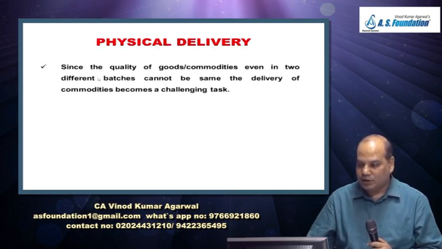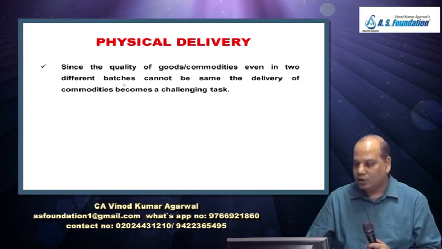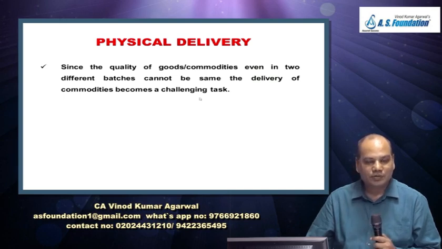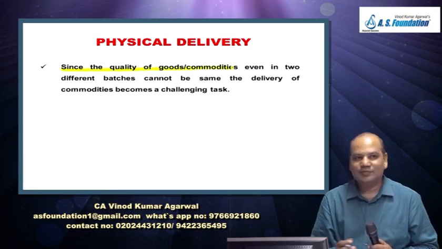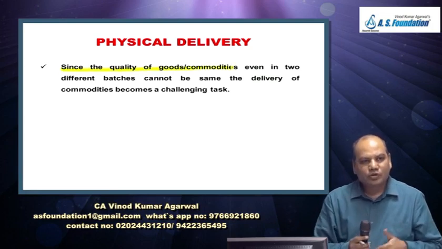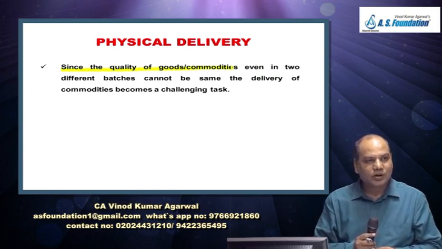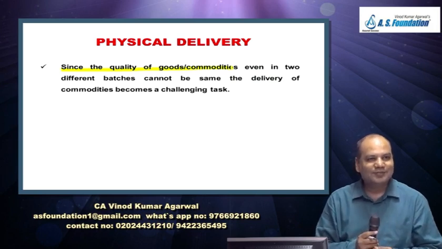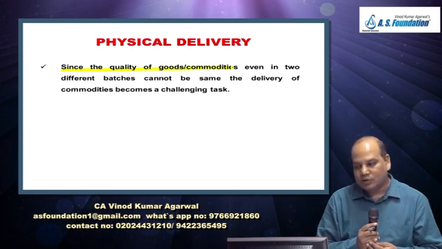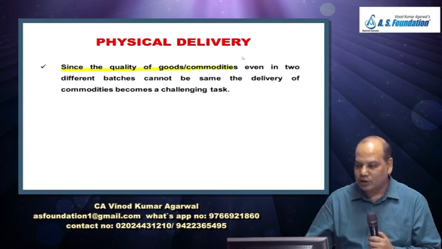Next point, physical delivery. Since the quality of goods or commodities even in two different batches cannot be the same, the delivery of commodities becomes a challenging task. Commodities cannot be exactly the same, because these are produced. Wheat cannot be exactly the same. Sugar cannot be exactly the same. Gold cannot be exactly the same. So that is one challenging task in case of delivery.